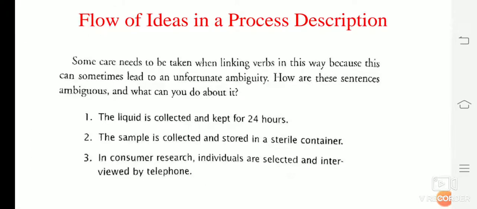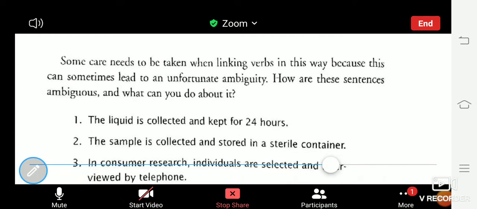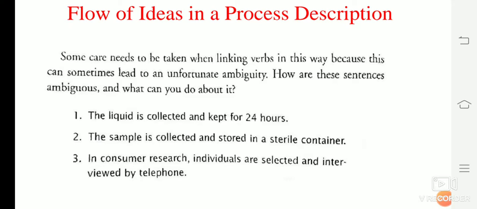Can you now look at here? Some care needs to be taken when linking verbs in this way because this can sometimes lead to an unfortunate ambiguity. Ambiguity means it's confusing. Sometimes it has two meanings. How are these sentences ambiguous? It means it can have two meanings. What can you do about it?